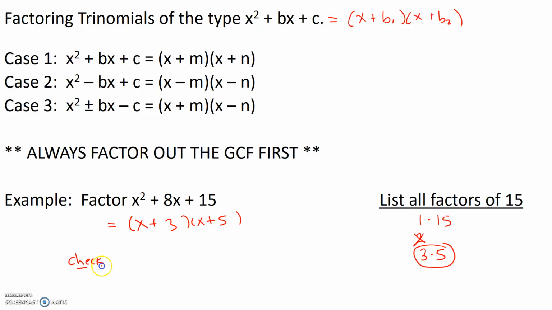Let's check to make sure we did this correctly. If you multiply these, we should get x squared plus 8x plus 15. X times x is x squared. X times 5 is 5x. 3 times x is 3x. 3 times 5 is 15. If we add our two middle terms, this will give us x squared plus 8x plus 15, which is our original trinomial. So this is the correct factored form.